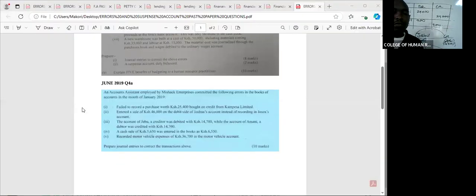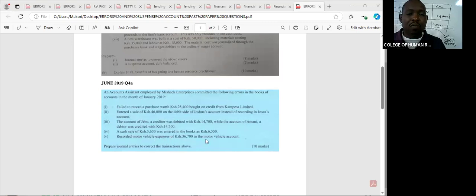Lastly, recorded motor vehicle expenses of 36,700 in the motor vehicle account. You see now, these are expenses, but recorded in the asset account. These are motor vehicle expenses, so they should be recorded in the motor vehicle expenses account. But they have been recorded in motor vehicle. You know, when you record it in the motor vehicle, it sounds like you are acquiring a motor vehicle because you are debiting an asset. Debiting an asset is like you are increasing that asset. But in the real sense, these are costs that are incurred in maintaining that particular asset. So it is an error of principle.